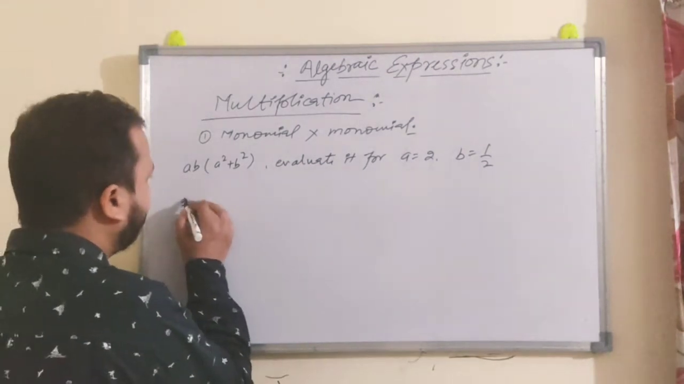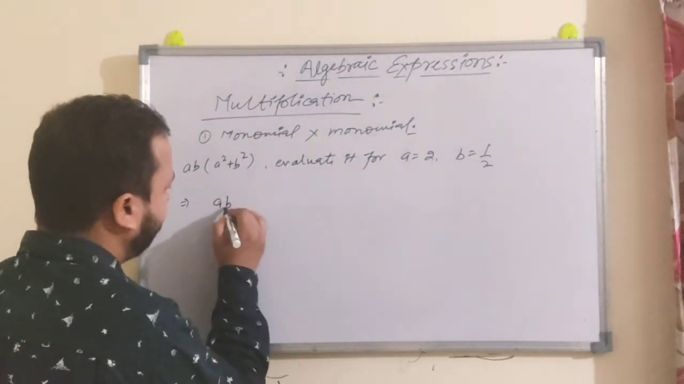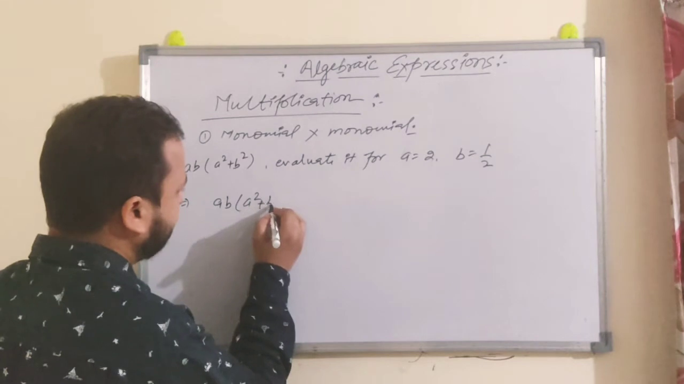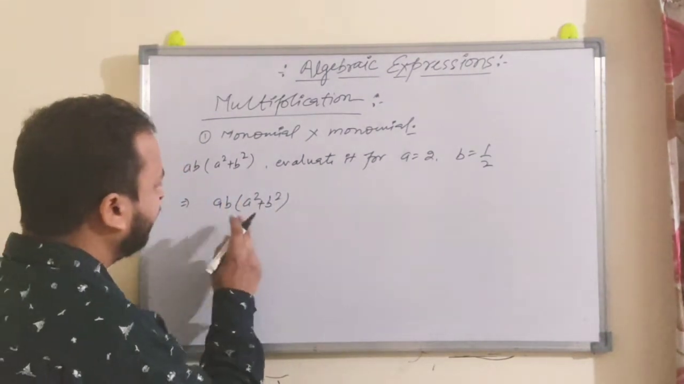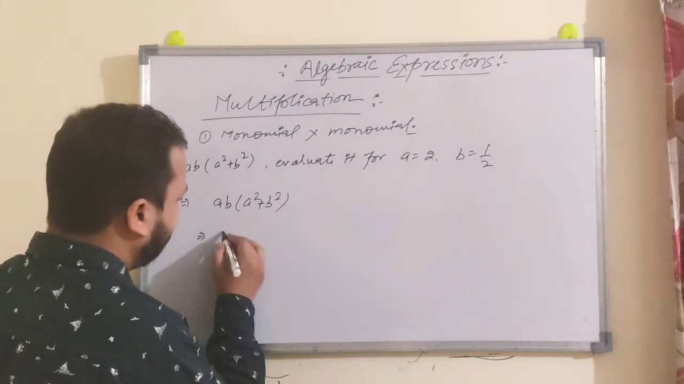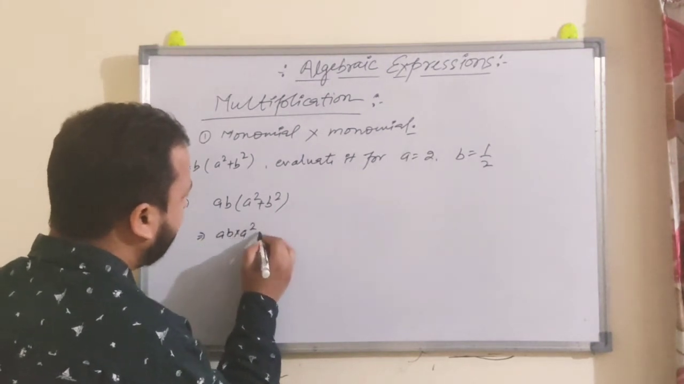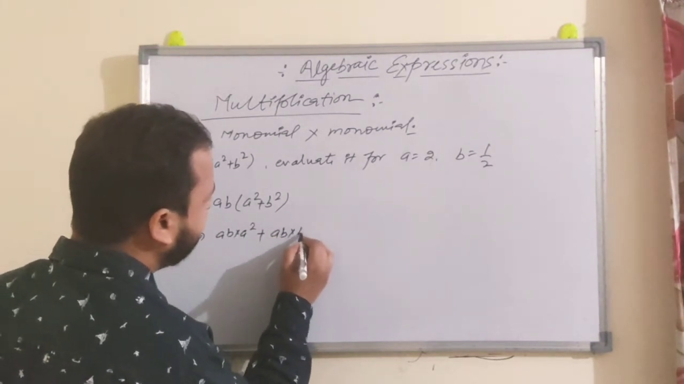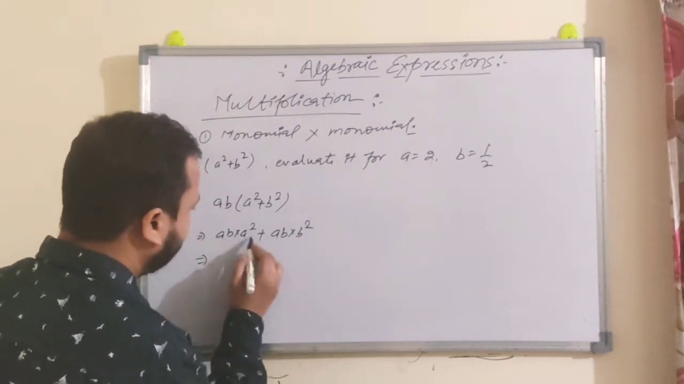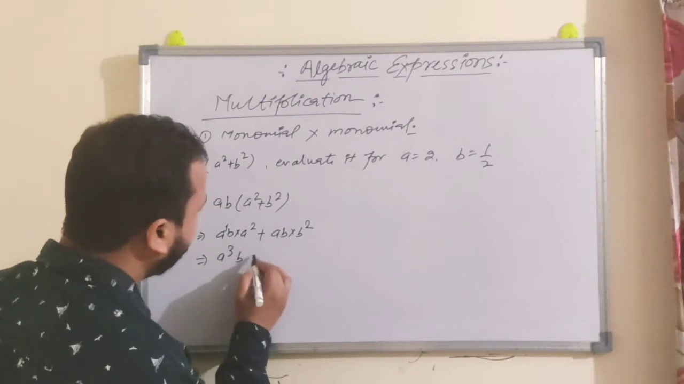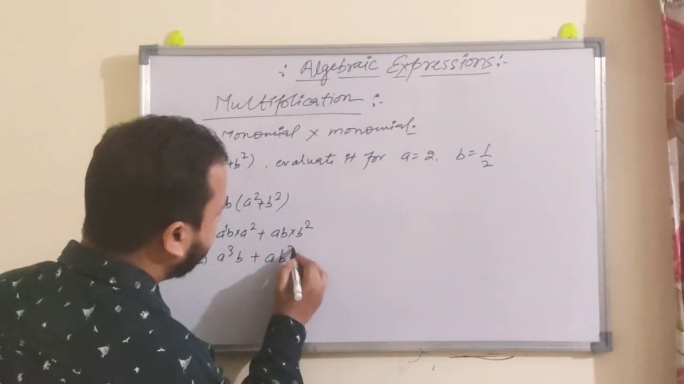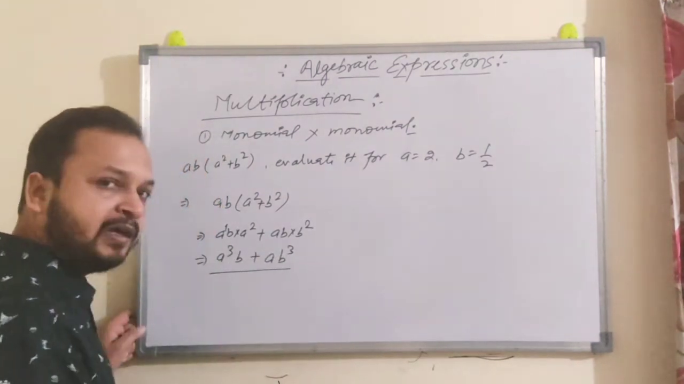So now we are going to take the product. So AB times A square plus B square. So we have to apply the distributive law. So AB into A square plus AB into B square. So here we get A power 1 plus 2, so A power 3 B, plus AB cube. So this is the product.